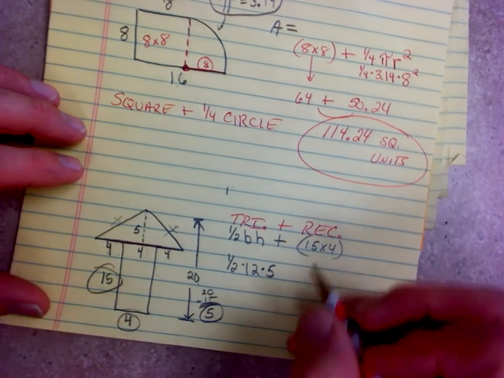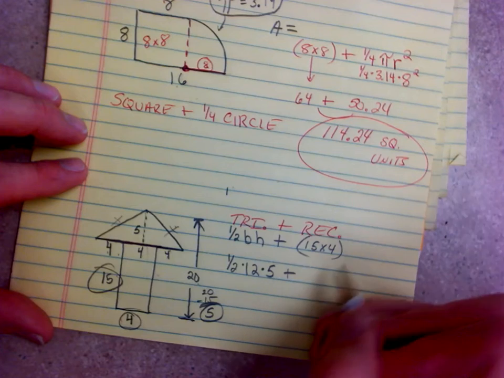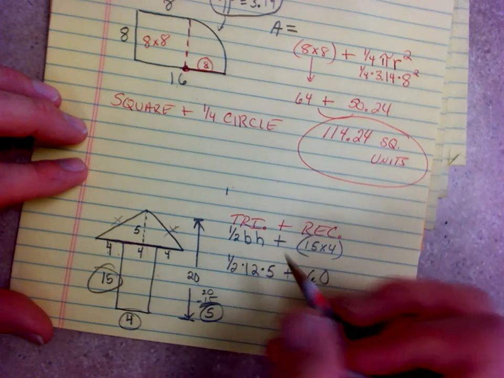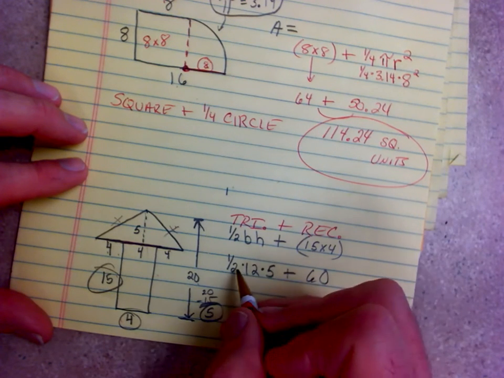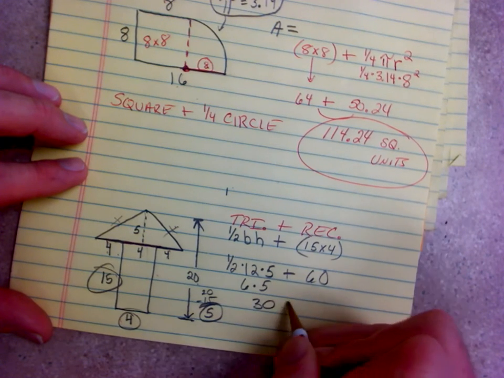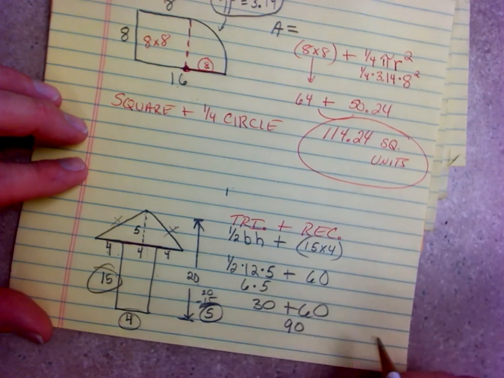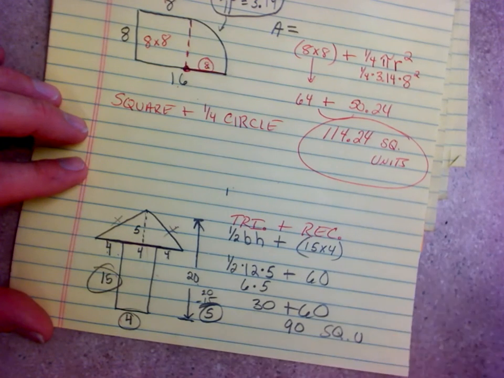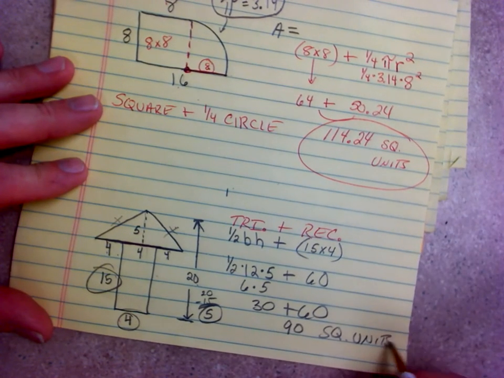So we'll multiply by 5. 15 times 4 is 60. 1/2 times 12 leaves 6 times 5, so that's 30 plus 60. So we get a final answer of 90 square units.